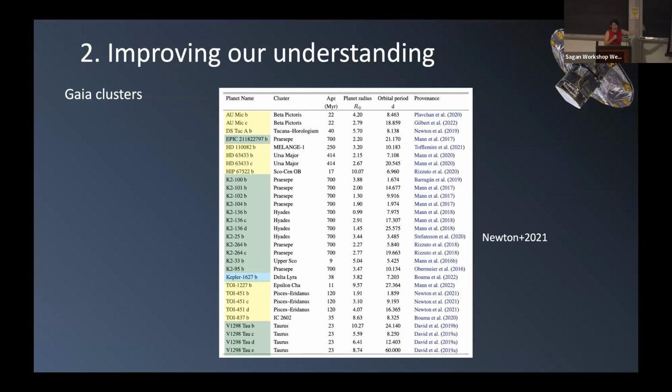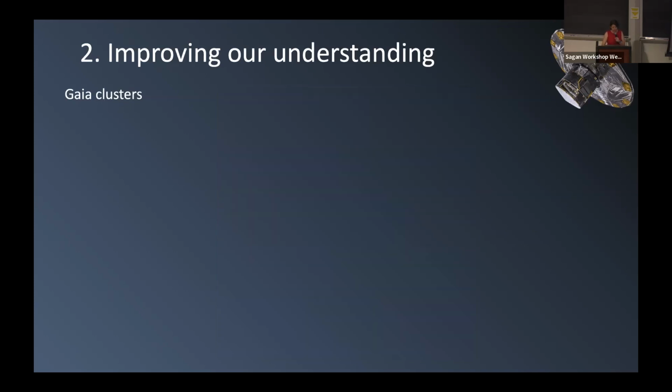But this is showing you the power of Kepler, K2, TESS, and Gaia, that we can find these planets in young clusters and start to calculate the occurrence rate of planets as a function of age.